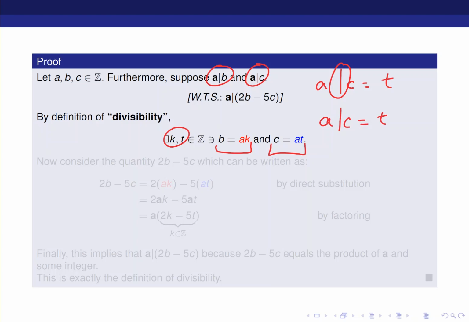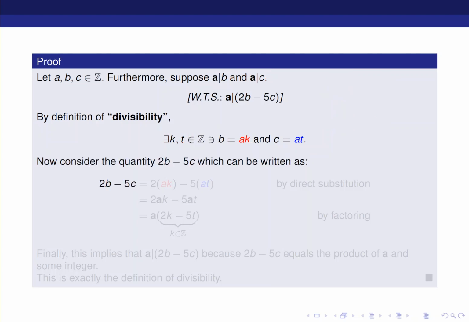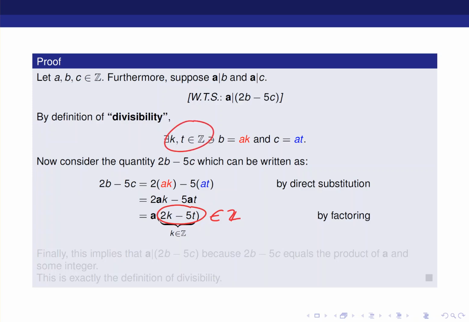That's just bad notation. Now let's consider the quantity 2b minus 5c, which is the quantity we're interested in. We want to show something is true about it. So let's do some direct substitution and replace b with ak, replace c with at. When we do that, what do we end up with? Well, we end up with 2ak minus 5at. And the special thing to notice here is that there's a repeating twice, which means we can factor it. The result is a times (2k minus 5t), which is an integer times a, because k itself is an integer and t itself is an integer. That was by assumption of divisibility.